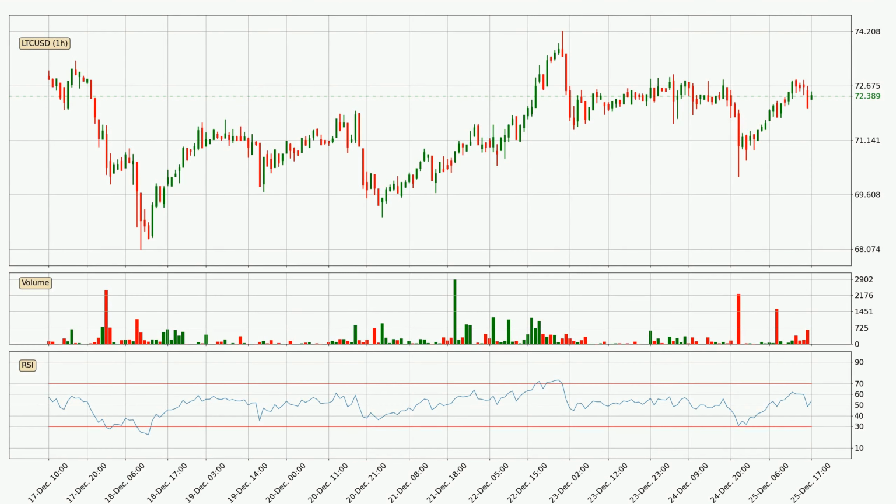Looking at the hourly relative strength index, the current hourly RSI is at 54, so it doesn't show signs of overbought or oversold conditions at this point.